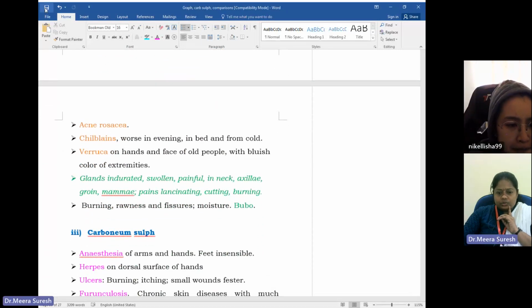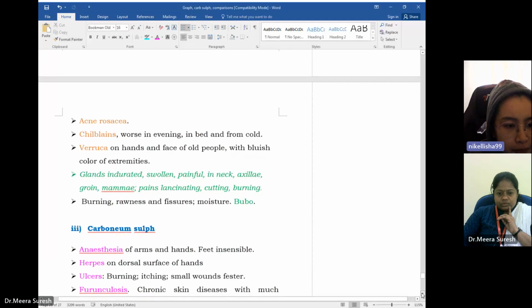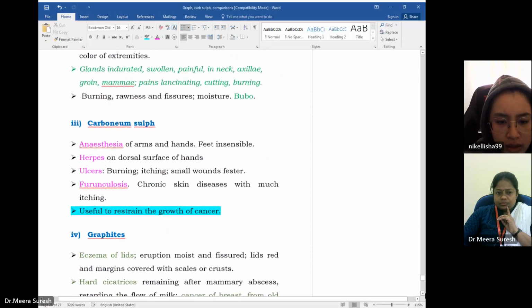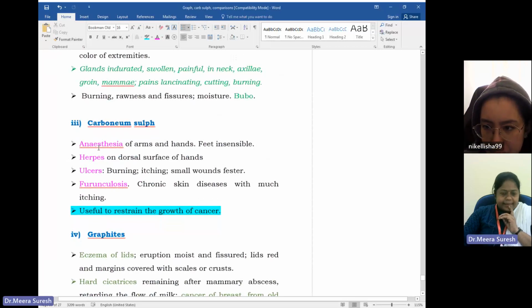You remember what is bubo? It's a swelling, right? Mostly the lymph glands, which we see in plague, one type of plague, the buboes, or the inguinal glands. Usually inguinal glands. When the inguinal glands are swollen, we call that condition bubo.